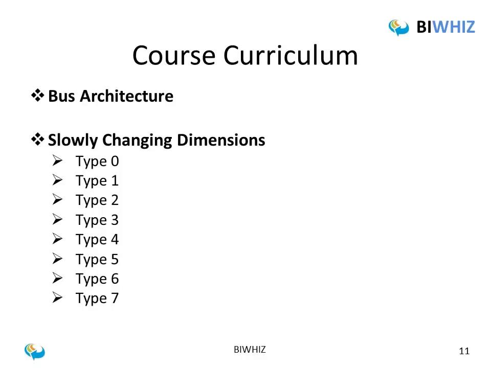We'll talk about bus architecture, which is to connect all dimensions and all fact tables to create an enterprise view of a data warehouse. And then we will talk about slowly changing dimensions. As you can see, there are now type 0 to type 7, so there are a total of 8 types. Earlier we generally used to talk about 3 types: type 1, type 2, type 3. But now the new standard which is coming up has 8 types.